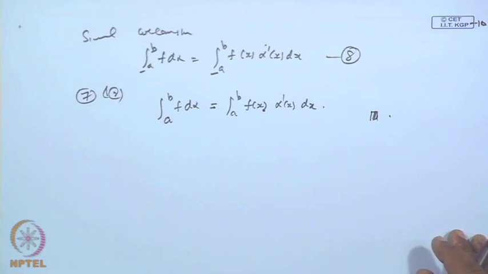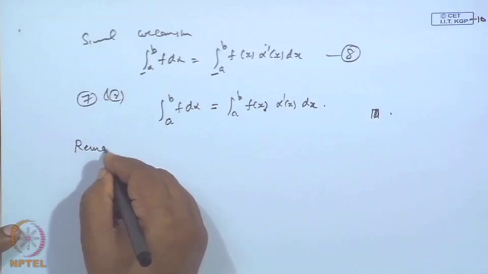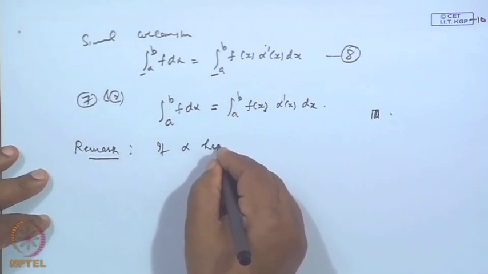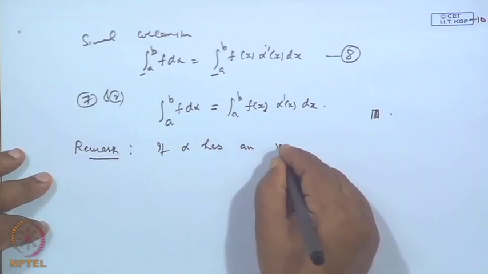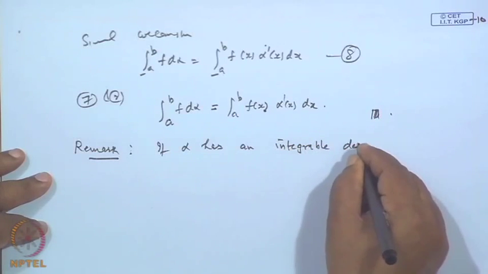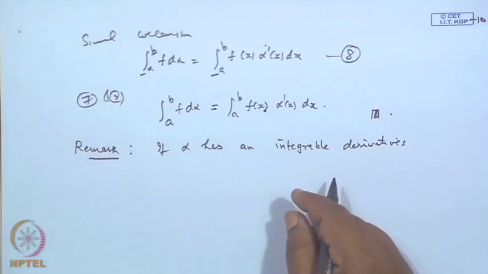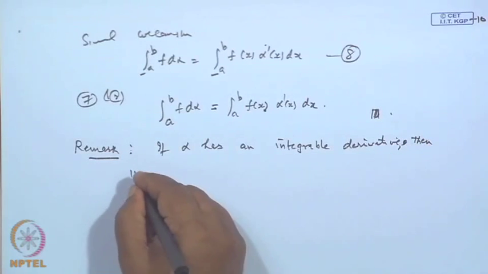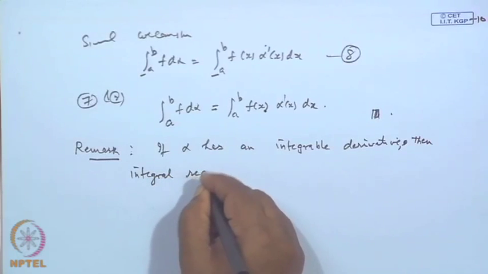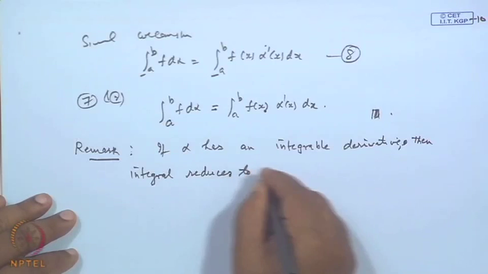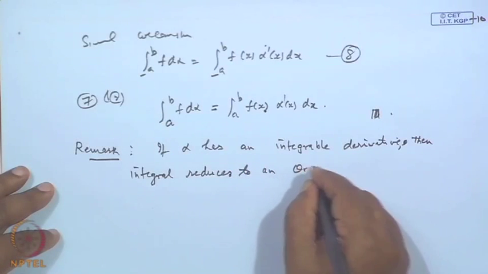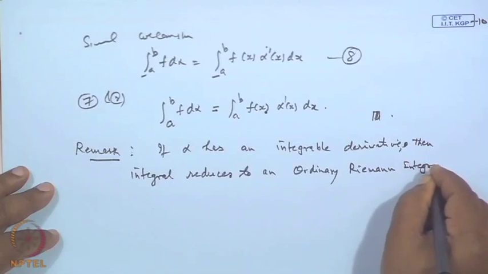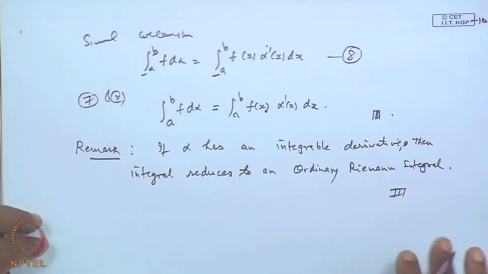Okay. So this shows, the remark is that if alpha has integrable derivatives, then the integral reduces to an ordinary Riemann integral. Hence, this can be easily computed. So this is what we are getting.